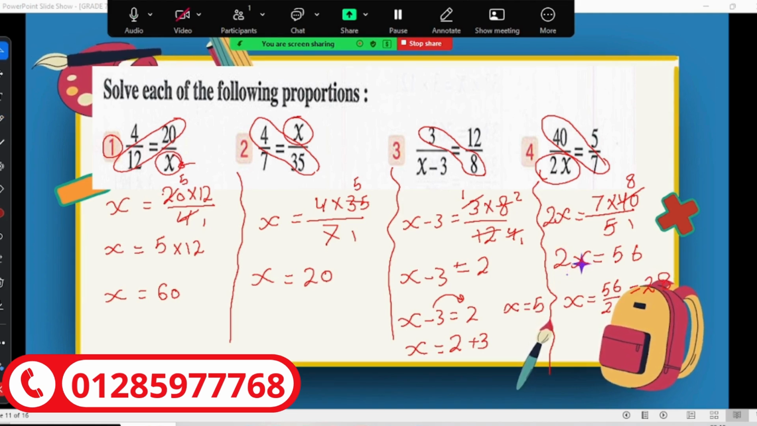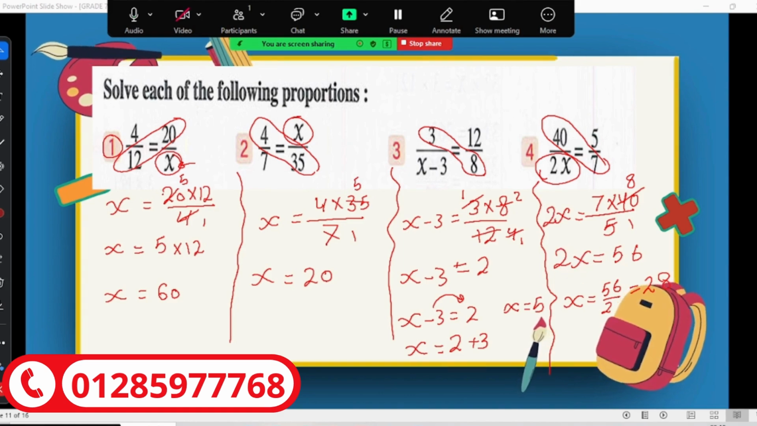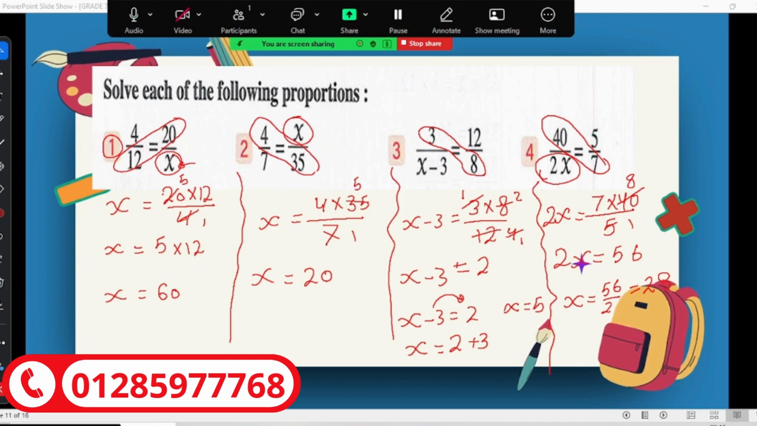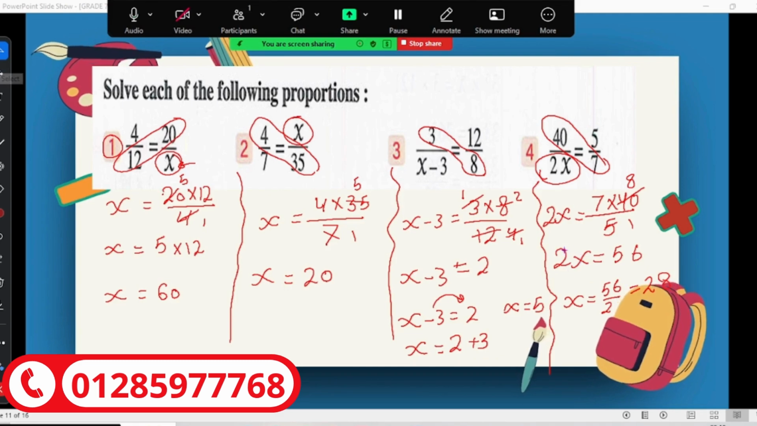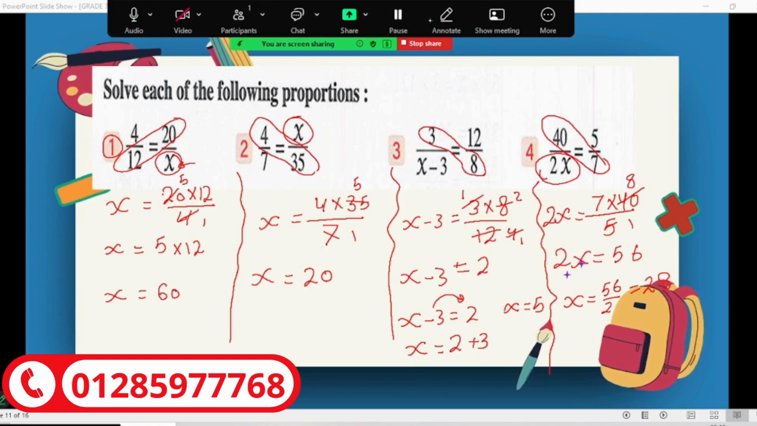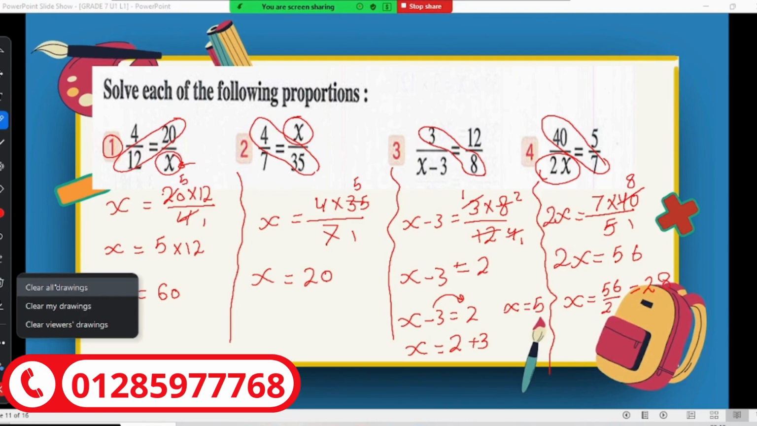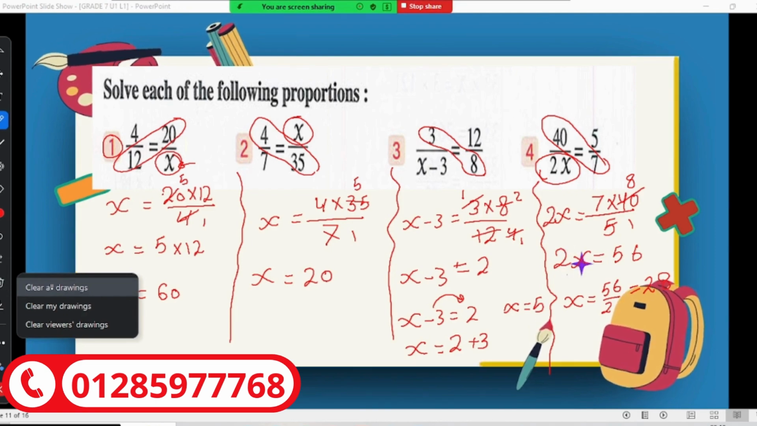So we use cross multiplication and the property that the product of means equals the product of extremes in solving proportions. Right till now? Let's move to the next problem.